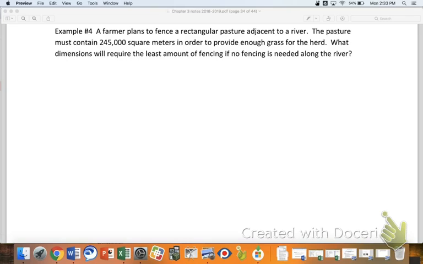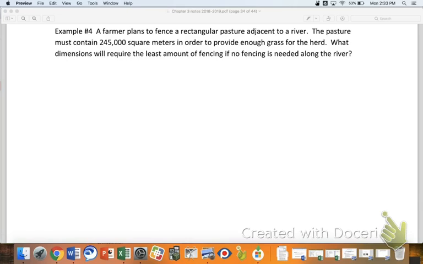What is another key feature in this whole story? Square meters. You don't have to fence it by the river. That's to me a key feature, the fact that there's a river that's one of the boundaries. Apparently cows don't like to wade through water, maybe, I don't know. And so he does not have to put a fence up along the river.